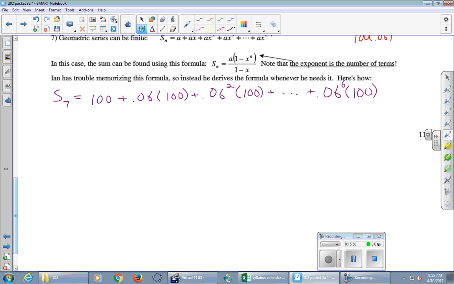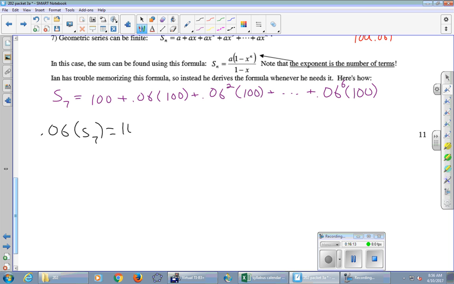And there's even an easier way than that. So here's the trick to do this calculation. I'm going to multiply both sides of this equation right here by the magic common ratio, which is 0.06. So on the left-hand side, 0.06 times S7. That's just writing out 0.06 times the left-hand side. I'm going to multiply everything on the right-hand side by 0.06.